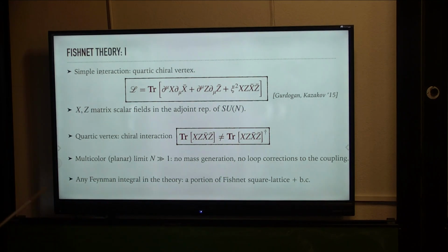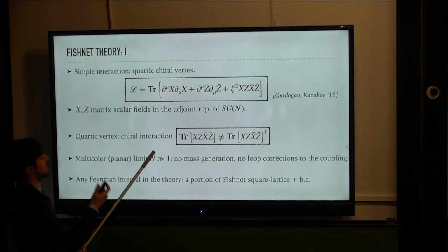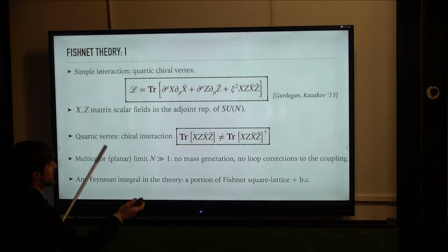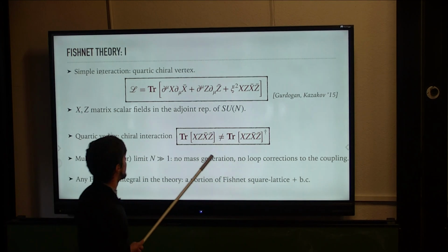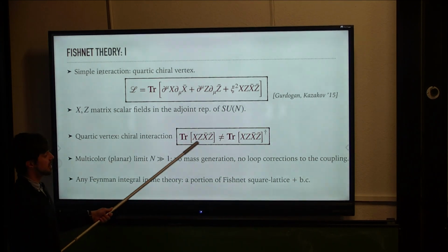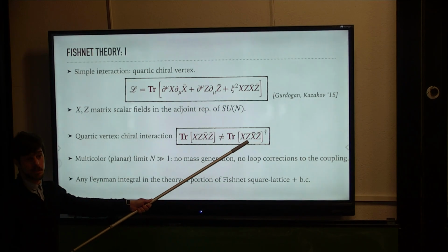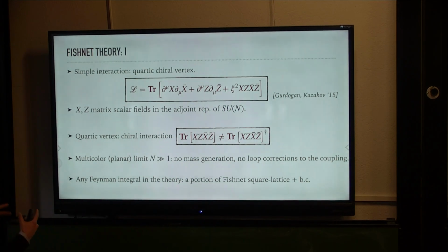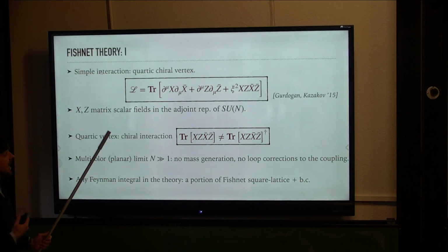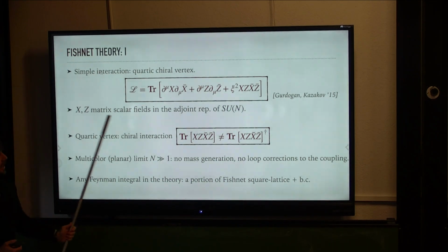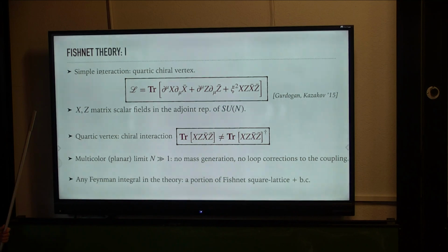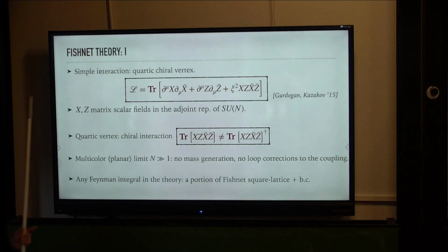What is the main feature of this theory that makes it particularly easy? The main feature is that you have this type of vertex which doesn't coincide with its Hermitian conjugate, and that we study this theory at large n. Okay, so x and z are matrix scalar fields. We take n to be very large, and we consider only leading contributions.